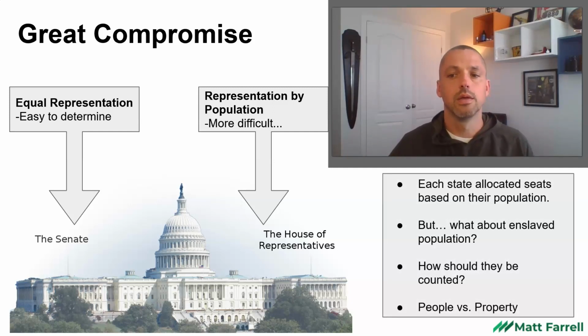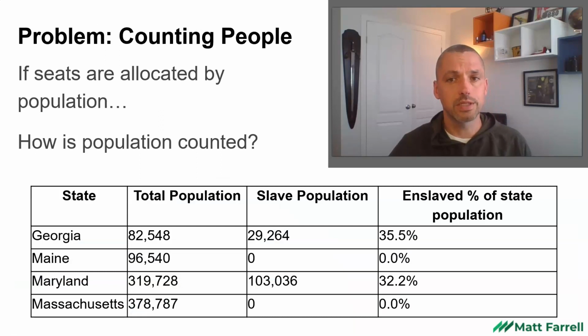However, what about the enslaved population? Should they count in that calculation? Because they weren't really treated as people in the southern states. They were treated as property. Should property count as representation in Congress? That was a big sticking point.